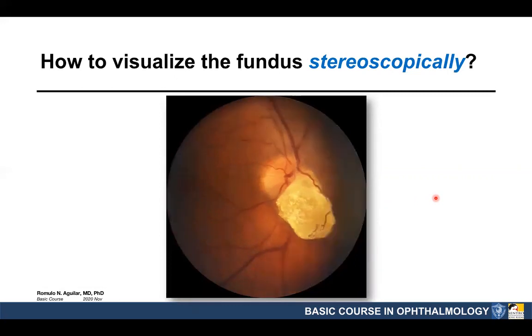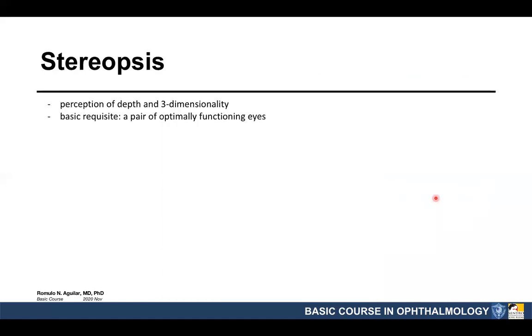Now, the question arises, how is it possible to visualize the fundus stereoscopically, or three-dimensional viewing of the fundus? Here, let us first discuss the concept of stereopsis. Stereopsis is the perception of depth and three-dimensionality. Now, the basic requisite for stereopsis is a pair of optimally functioning eyes.